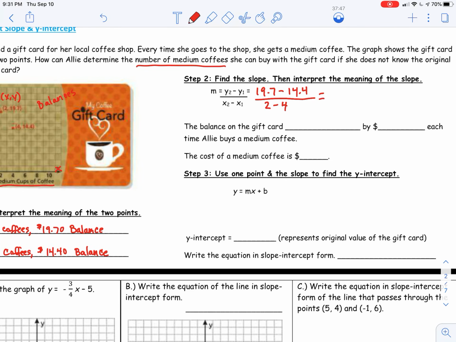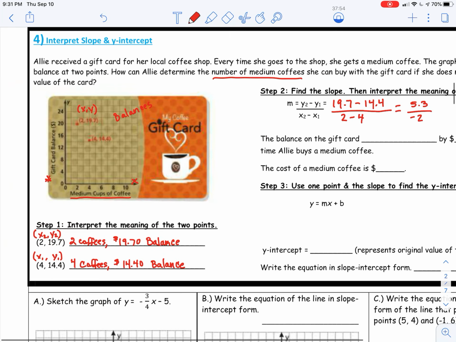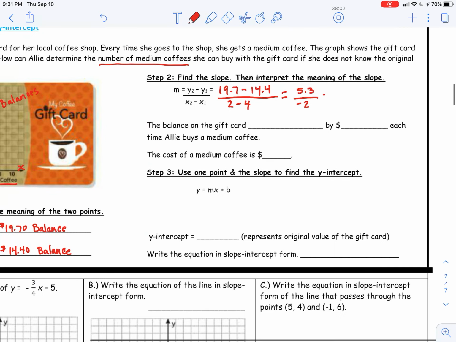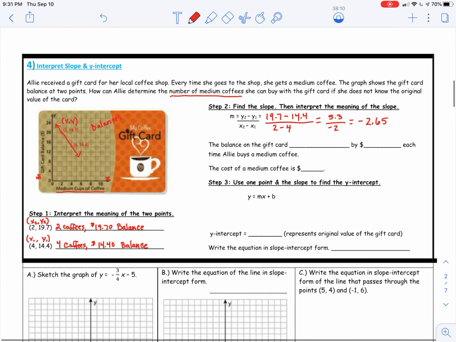When you do the math on this, you're going to end up with 5.3 over -2. I can already tell my slope is going to be negative, and I already knew that, didn't I? On the card, I can already tell it's heading downward in a negative slant. And when I put this in my calculator, I'm going to end up with -2.65. What does that slope mean in relationship to the story? Okay, well, the balance on the gift card, we said, is declining or decreasing. That's the first thing we want to think about. And I already said that when I drew the line over there and showed it at a negative slope.